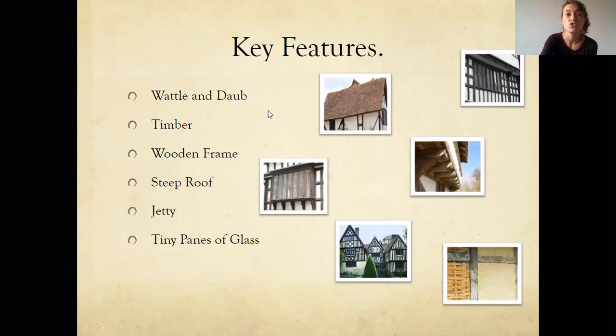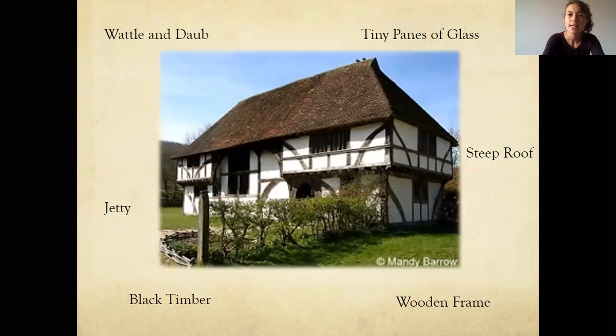So here we have some features. Wattle and daub, timber, remember the black coat, the wooden frame, the steep roof, the jetty, because the first floor was like this and the second one was a little bit bigger than the first floor, the jetty, and the tiny panes of glass. So we can see here the big house, and now I'm going to draw a line here in the middle so you can check it with me.